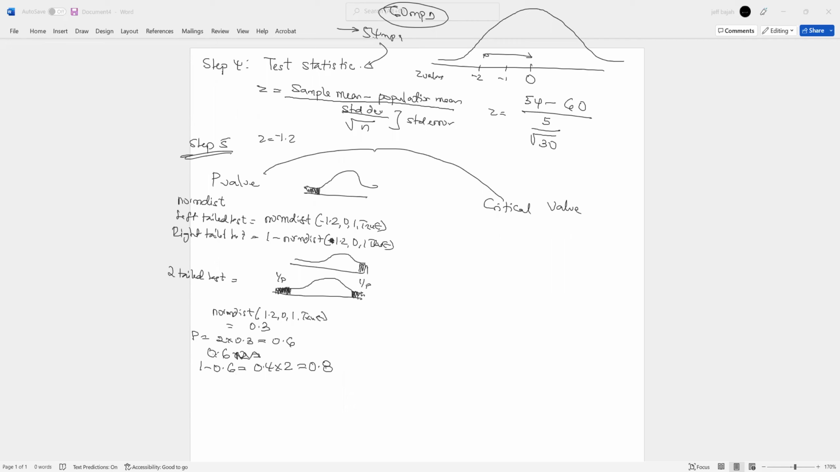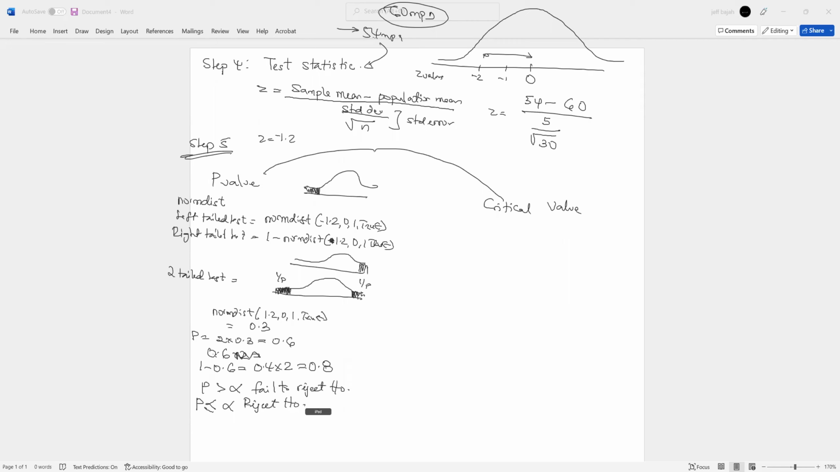Once you get your p-value, this is where we come to the end, because now you compare your p-value to your alpha. Remember, your alpha, or level of significance, is the maximum risk you're going to take. If your p-value is greater than your alpha, we fail to reject the null. If your p-value is less than or equal to alpha, we reject the null.